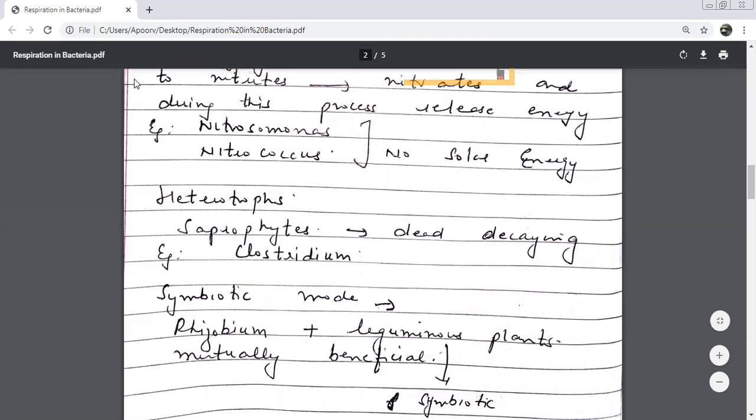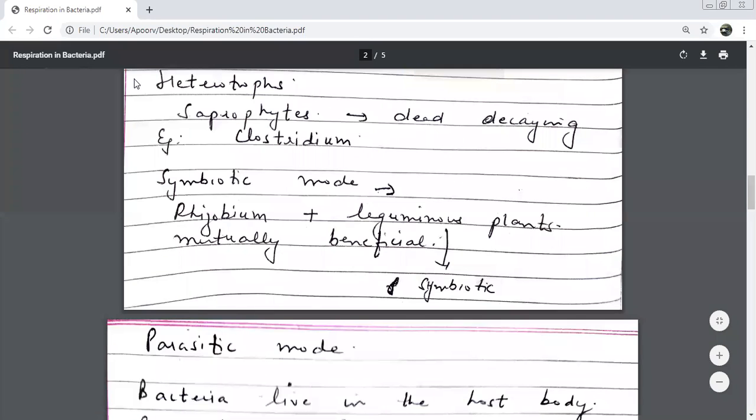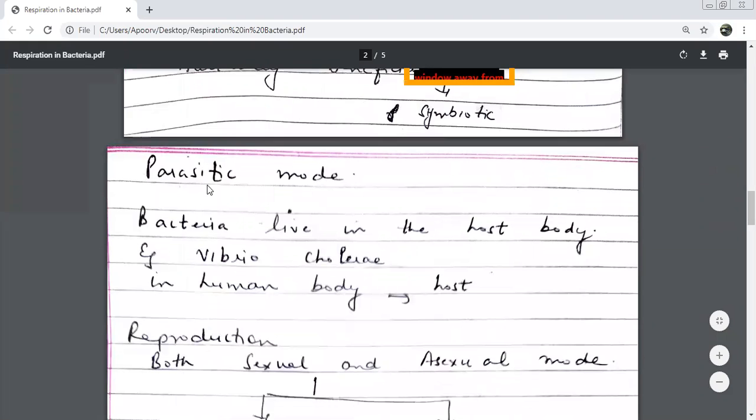Clostridium. Then there is another category which has symbiotic mode. Rhizobium and leguminous plants. Have you heard about them? Very good. Third and the last mode of heterotroph is parasitic mode.